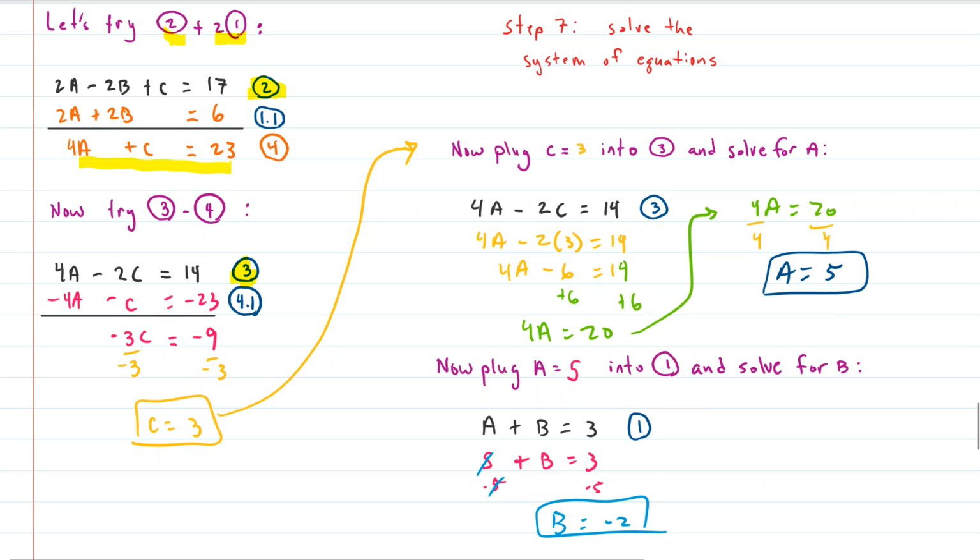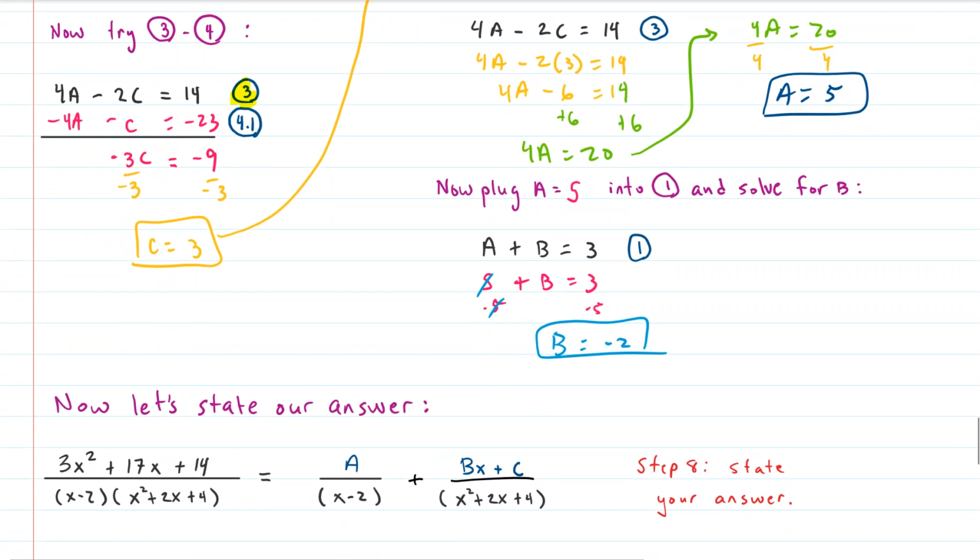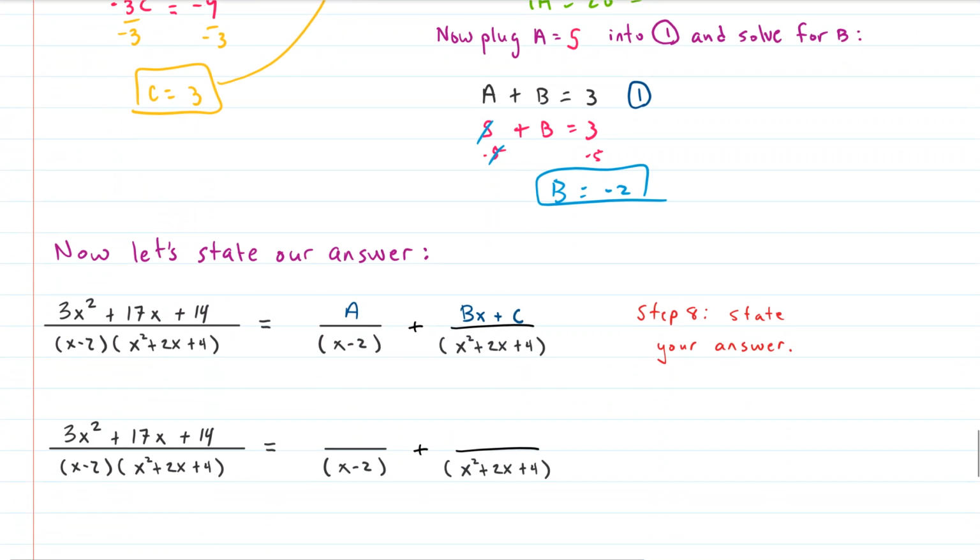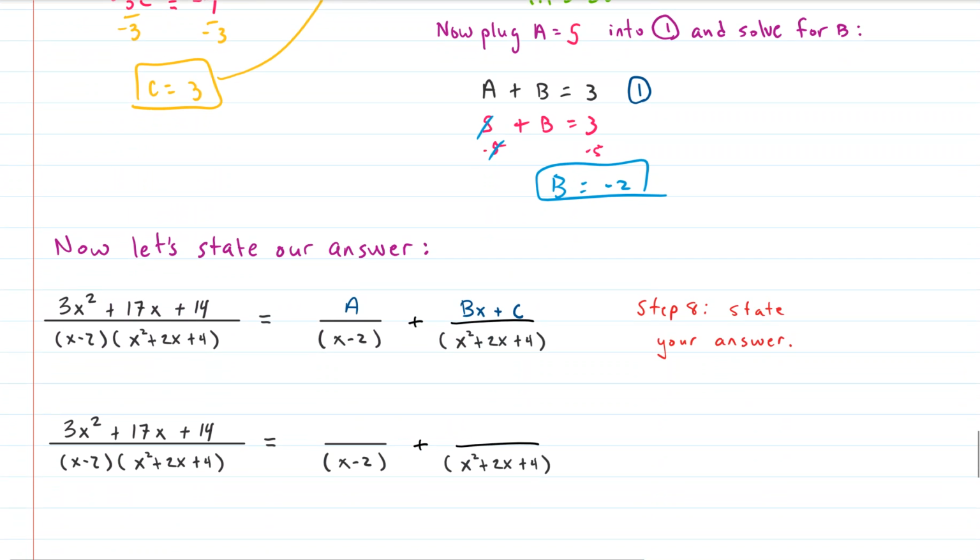So I have a, b, and c. Now we can just state our answer. We know what a, b, and c are, right? A, we said, was 5, so we put 5 here. B, we said, was -2, and we have an x. And plus, what's c? C's 3. So there we go. Amazing, huh?